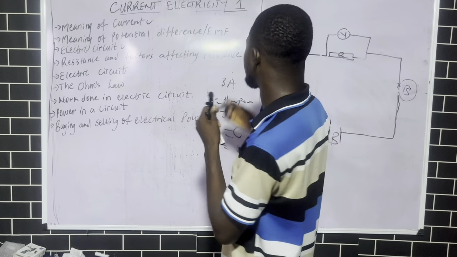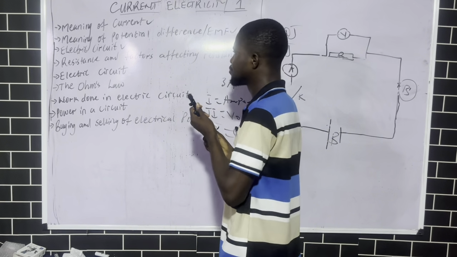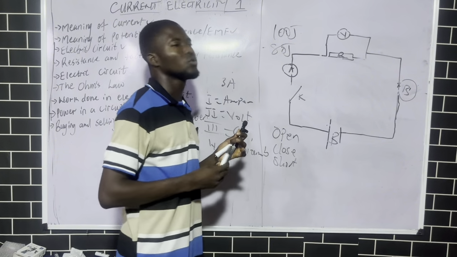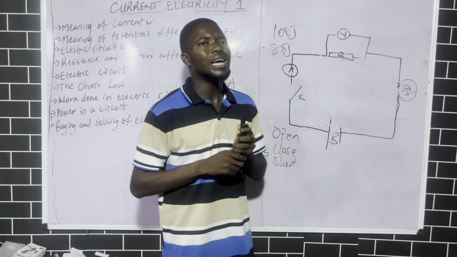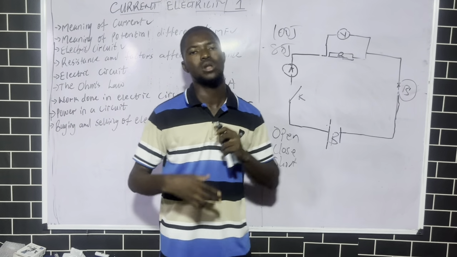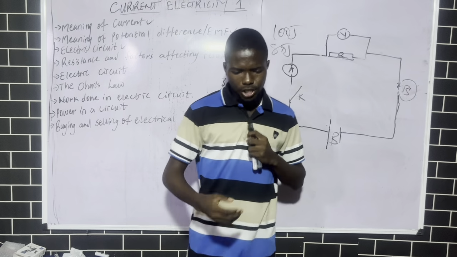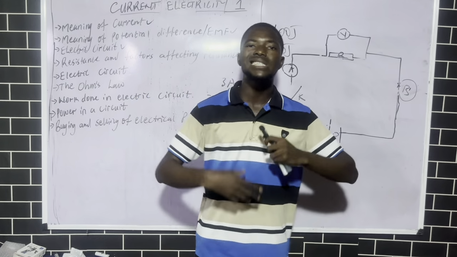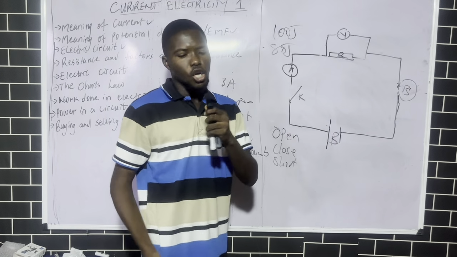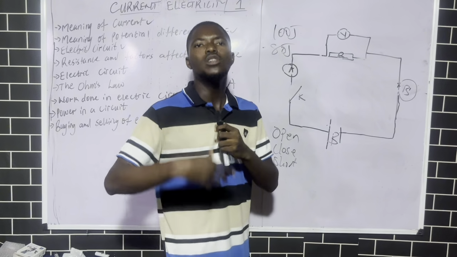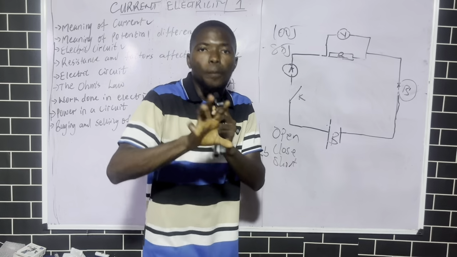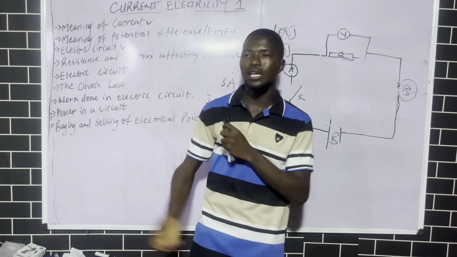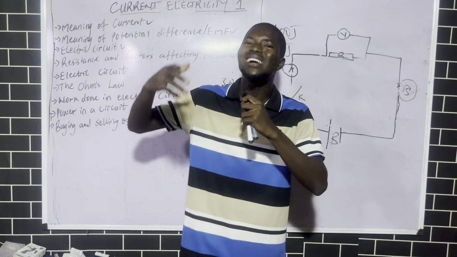After we have known that, we would like to look at resistance and the factors that affect resistance. What is resistance? In layman's English, resistance is opposition. When you are trying to move, something is resisting you. That's what we call resistance. In current electricity, what is moving is the current. So resistance is the opposition to the flow of current. The force restricting current from moving is what we call resistance.